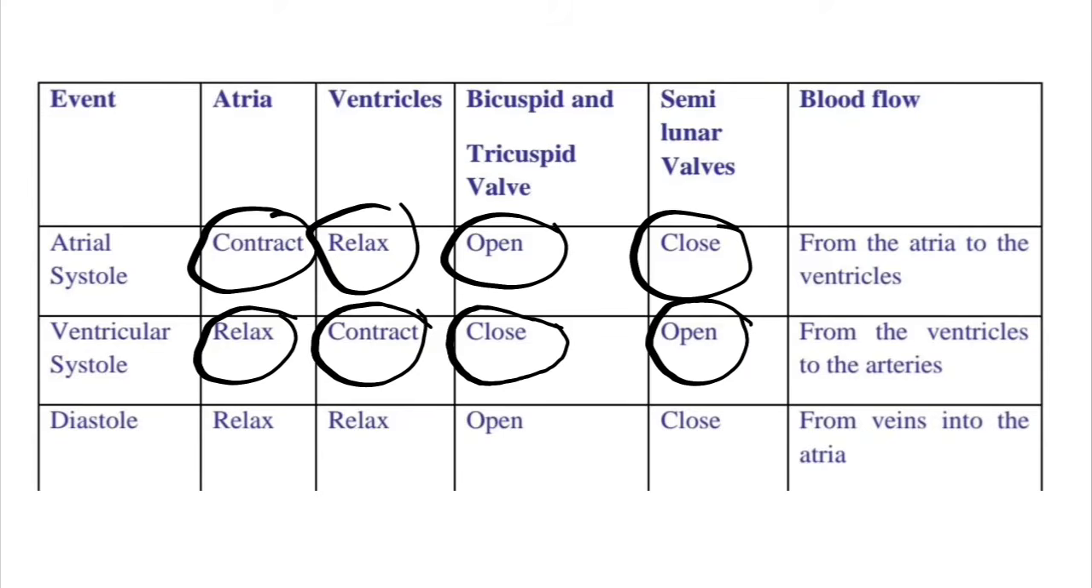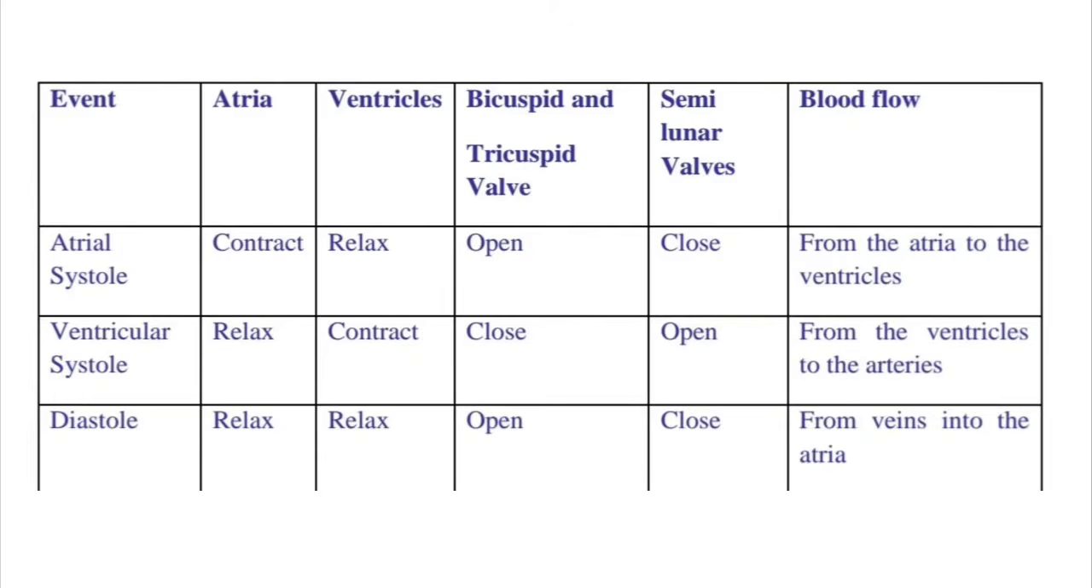And when the walls of the ventricles are contracting, that simply means the walls of the atria are doing what? Relaxing. And when the bicuspid valves and tricuspid valves close, the semilunar valves are going to do what? Open. And then diastole, it's just the relaxation, okay? The walls of the atria are going to relax, the walls of the ventricles are going to relax, and then the bicuspid valves will open, and blood will flow from the veins into the atria. All right, my excellent students, that's what you need to know about these events. Make sure that you pay attention to them.